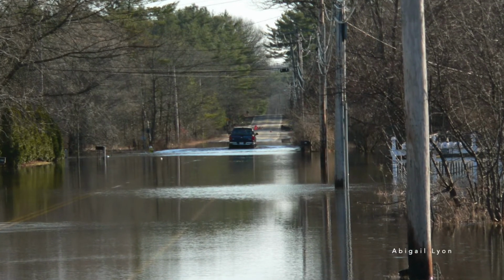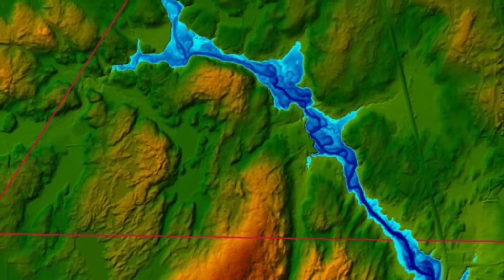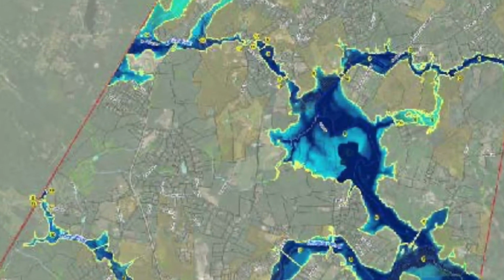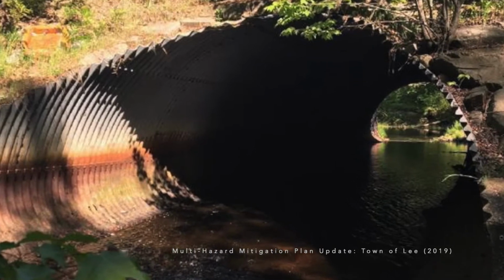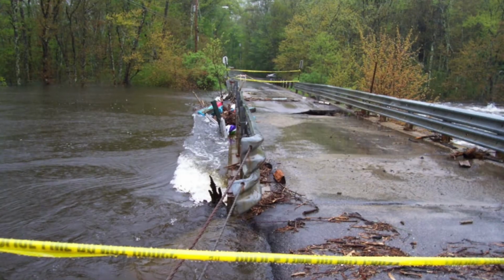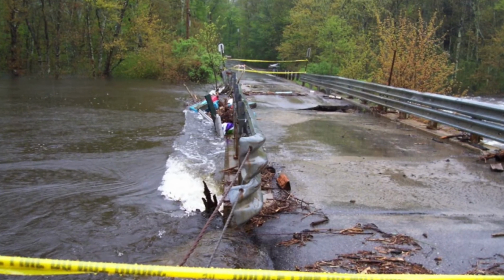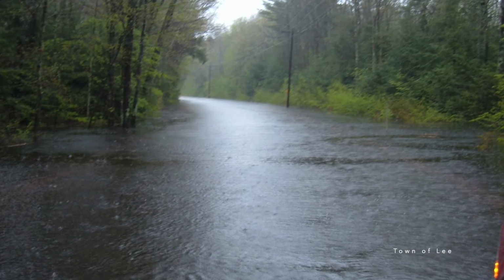Recently, the town of Lee undertook a modeling study to develop flood inundation maps that incorporate current and projected 100-year flood events based on future land use changes and rainfall estimates. The town is finalizing updates to its floodplain ordinance to incorporate the new maps, as well as best practices for floodplain management.